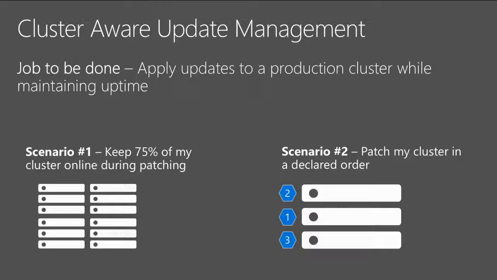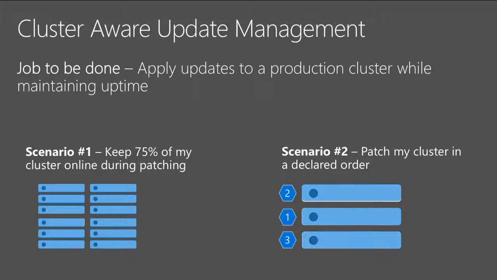up. In this case, you want 75% of your servers in the cluster to be up during patching. This could also be, as Kent mentioned, logical groupings of servers. Maybe not exactly a cluster, but a group of servers that you need some kind of uptime awareness. And then scenario two is patching my cluster in a declared order. You want to roll through your servers in a particular order inside of that maintenance window, but you want to be sure that order integrity is maintained throughout.